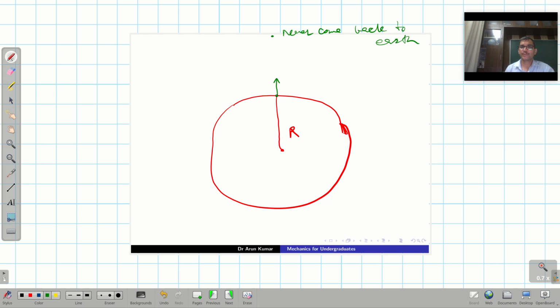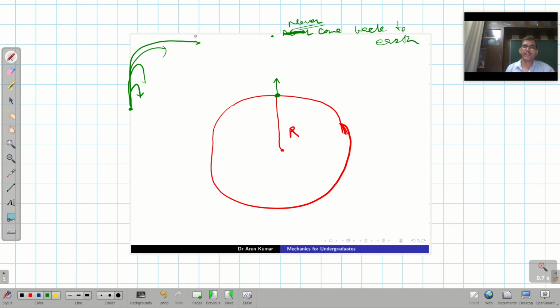So what is the velocity of this object with which, if it is thrown upward vertically, then it never comes back, right? That velocity is known as the escape velocity. Otherwise, when we throw some stone upward, it again comes back. It will go like this and it will come back, but at a certain velocity it starts revolving around it. So that velocity with which it is projected is known as the escape velocity.